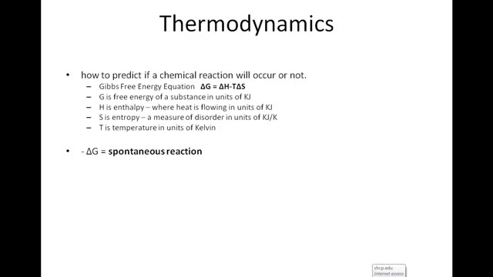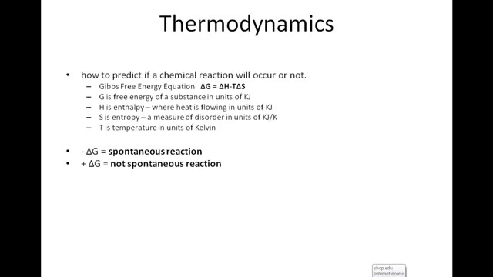Now, when we plug in these variables and we calculate delta G, if we get a negative delta G as our answer, that means that the reaction will be spontaneous. That doesn't mean it just happens on its own. What it really means is that once the reaction starts, it keeps going until the end of the reaction.